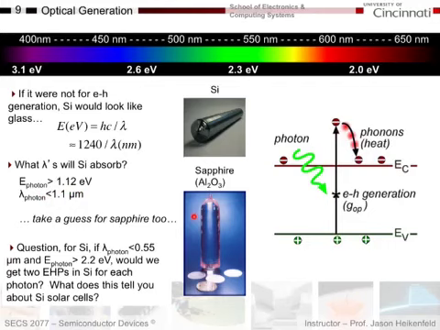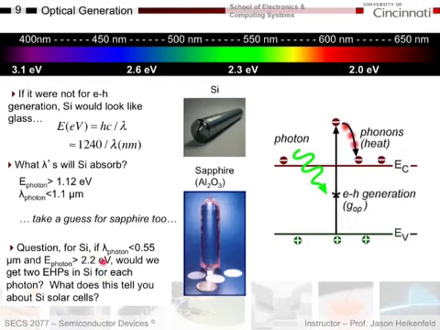Take a guess for sapphire. What do you think its band gap is? Well, you can see it's clear, so you know its band gap is way out in the ultraviolet, because all the visible light can get through sapphire. Here's a question. For silicon, if I have a photon with less than 0.55 microns, which is 550 nanometers or less, which means energy greater than 2.2 electron volts, if that's absorbed by silicon, which is true, would I get 1 or 2 electron-hole pairs for each photon?